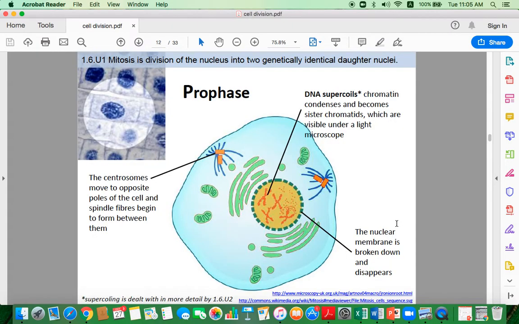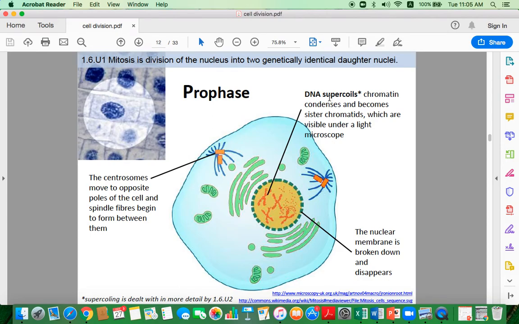So we have the first phase, that is prophase. What happens in prophase? The centrosomes, as you can see, these structures, move to opposite poles of the cell, and spindle fibers begin to form between them. So these are the centrosomes, and these spindle fibers begin to form. As you can see, the other one has to move to the other pole.